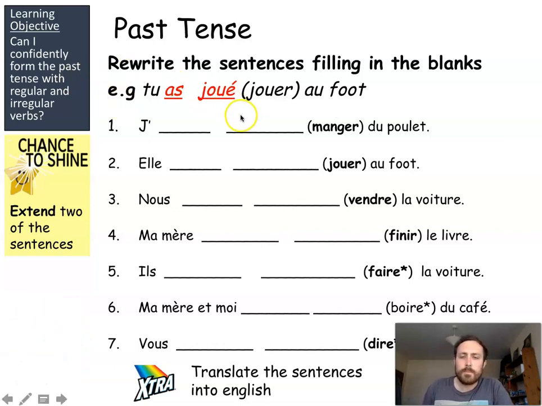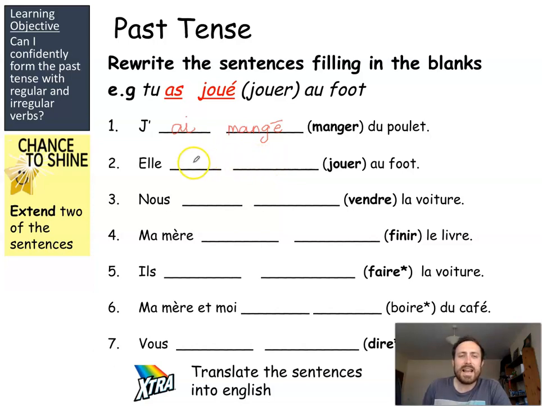Right, so just to lastly go through this and see how you got on, I'm going to put my pointer on and it will be marking in red. So the first one is the pronoun is je, so we look at our table and it's actually going to be j'ai, A-I, and we take the ER and we replace it with E accent. So it becomes j'ai mangé du poulet, which in English would be I ate some chicken.